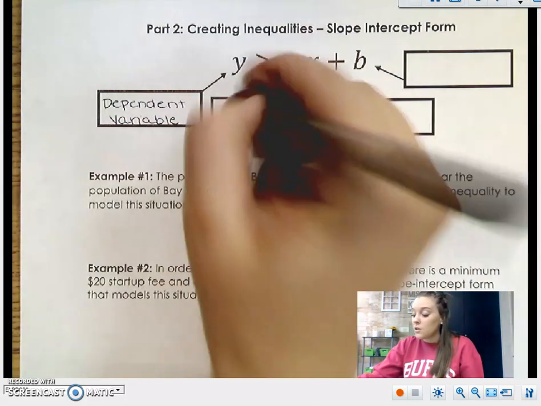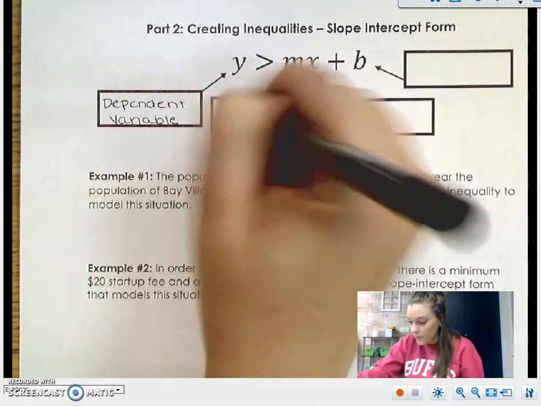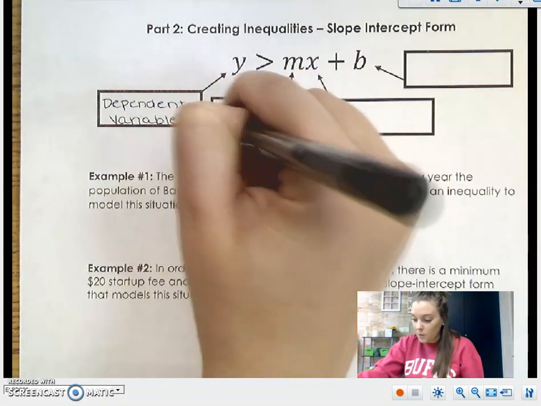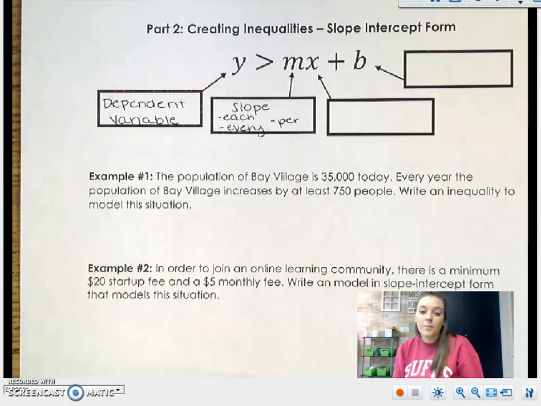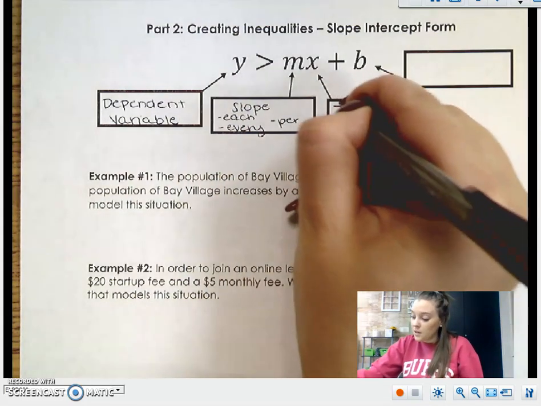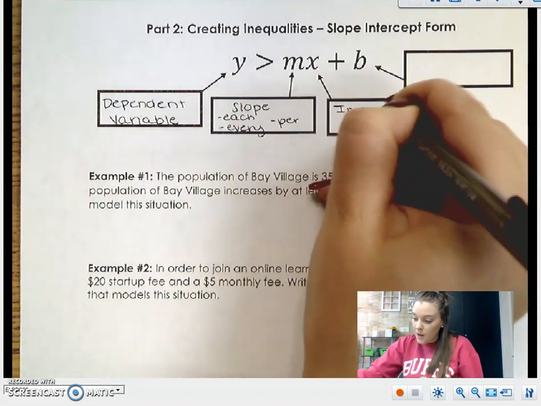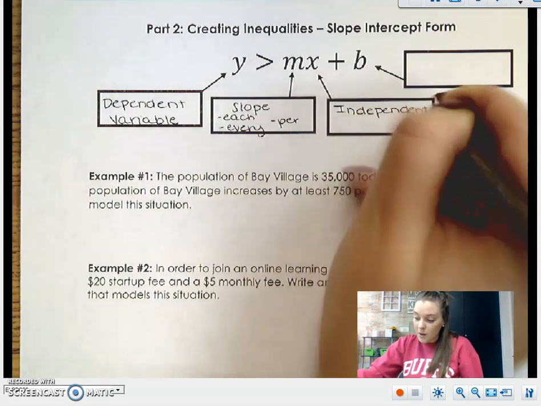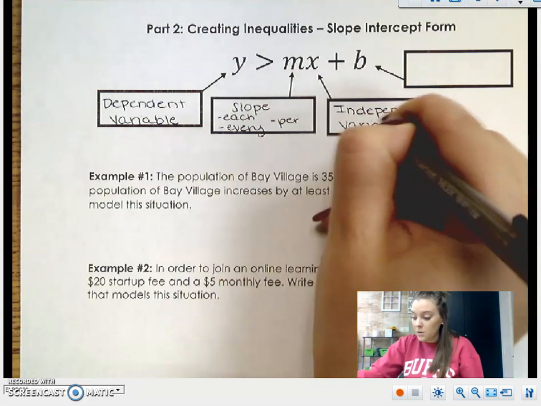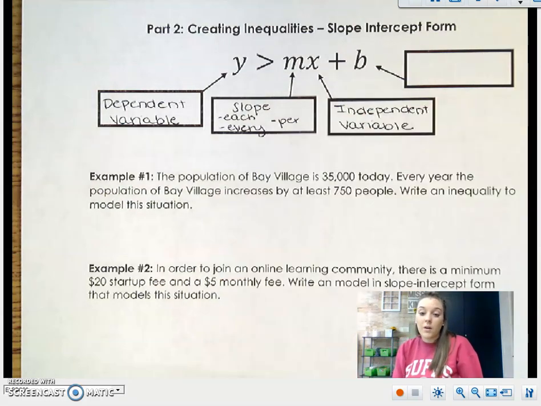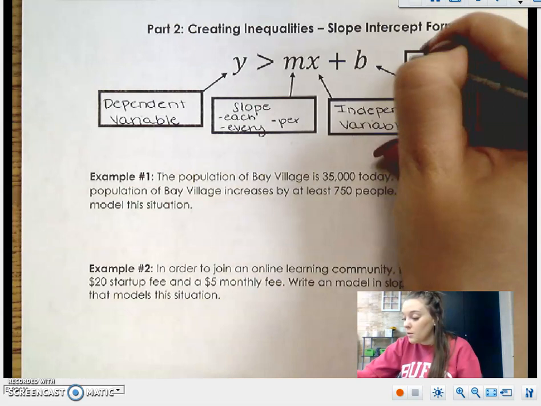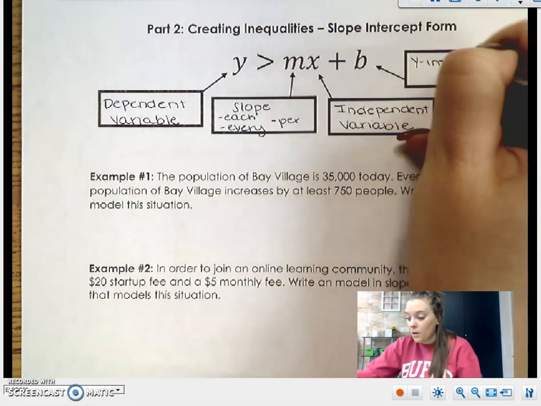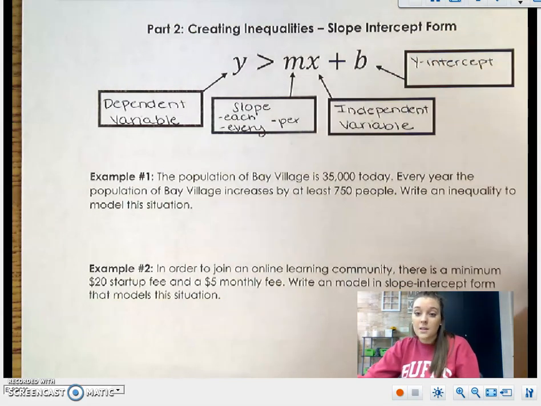Your m is your slope, and remember you're looking for your three keywords: each, every, and per. Your x is your independent variable. And in most instances, the independent variable is time. Almost always, the independent variable is time, but sometimes there are other variables that can be used as independent variables. And lastly, your b value is your y-intercept, or where the line is going to cross the y-axis.